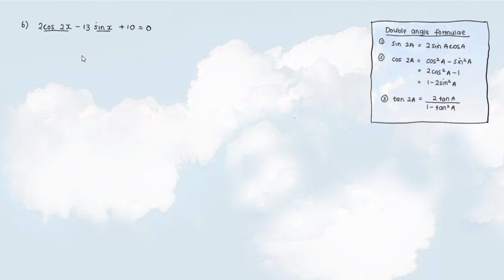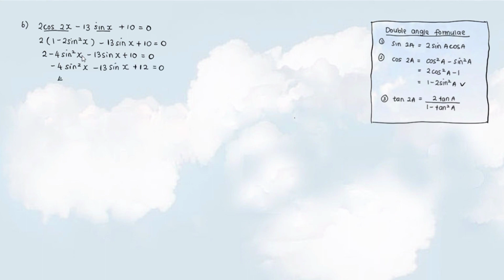B: 2 cos 2x minus 13 sin x plus 10 equals 0. Sin and cos mix together, so make it all in terms of sin. For 2 cos 2x, we use the double angle formula and change it to 2 times (1 minus 2 sin squared x) minus 13 sin x plus 10 equals 0. 2 minus 4 sin squared x minus 13 sin x plus 10 equals 0. Negative 4 sin squared x minus 13 sin x plus 12 is equal to 0. 4 sin squared x plus 13 sin x minus 12 is equal to 0.